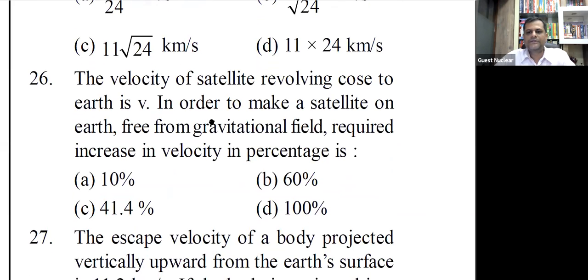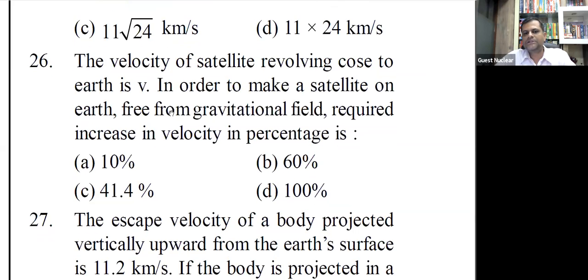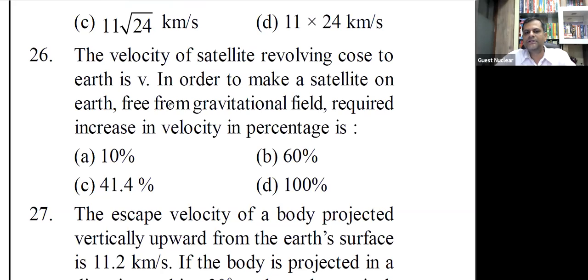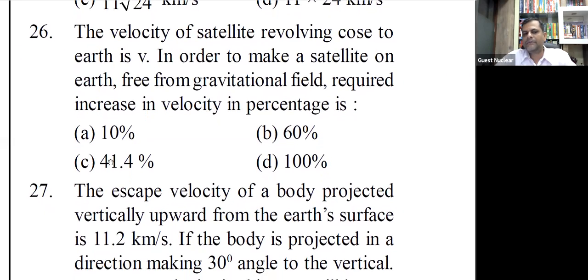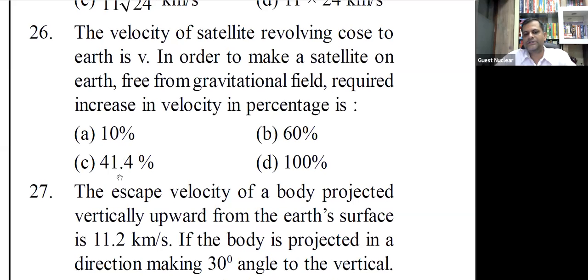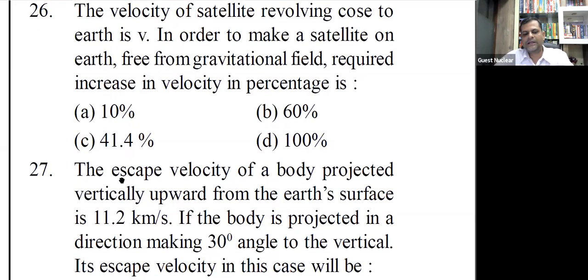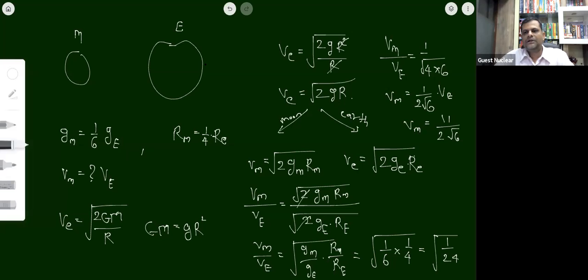The velocity of satellite revolving close to Earth is v. In order to make the satellite on Earth free from gravitational field, required increase in velocity in percentages is, we have already proved it in the theory, if you remember, 41.4%. ये हमने ऑलरेडी प्रूव किया है और can just prove it.